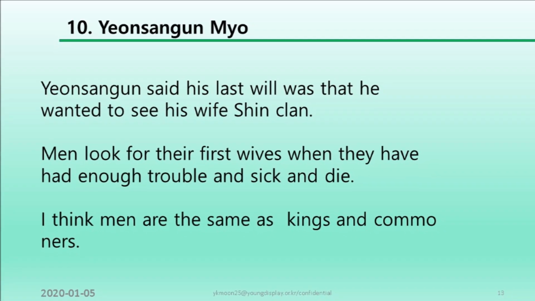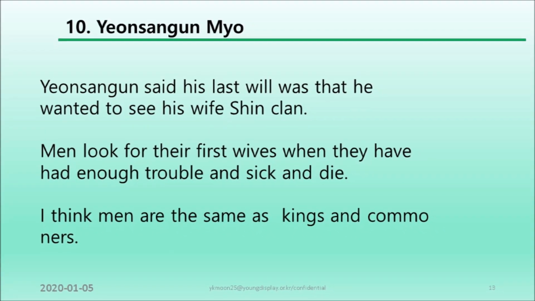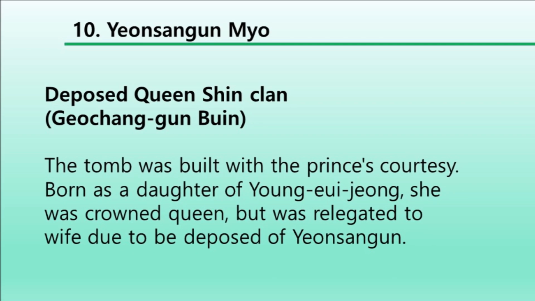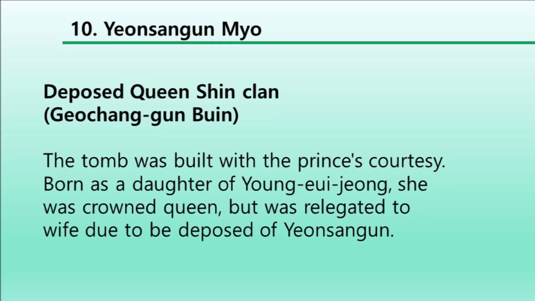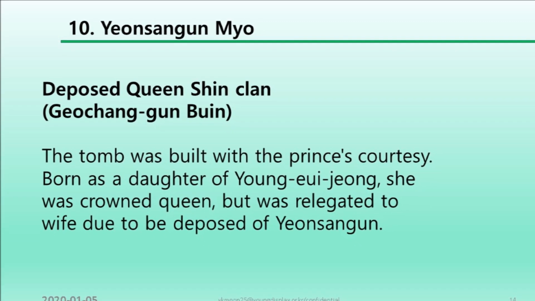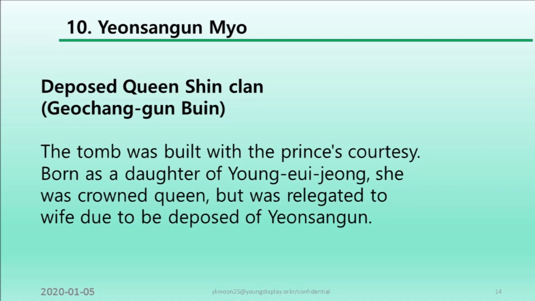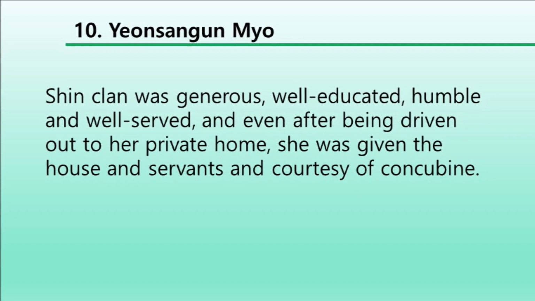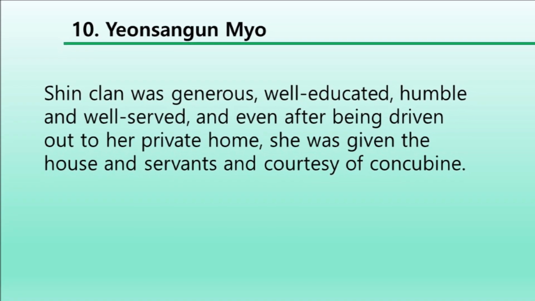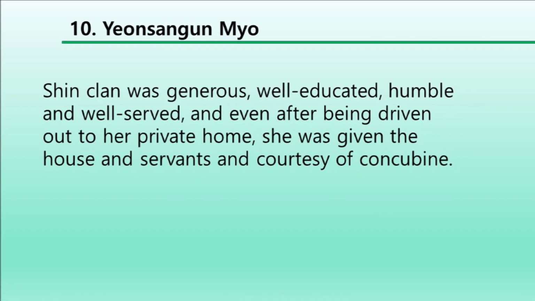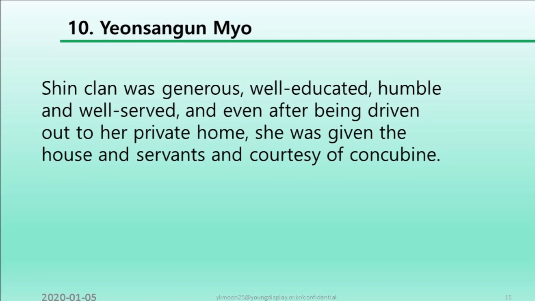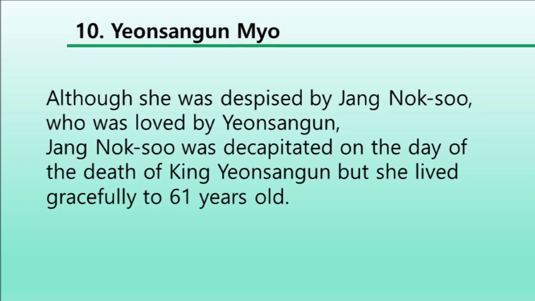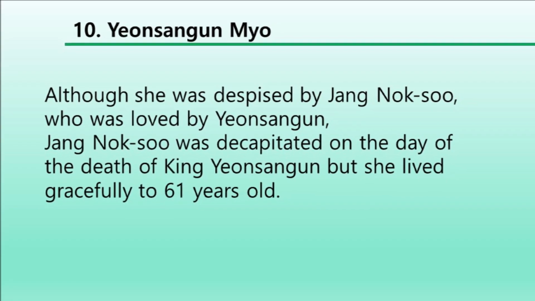Let's move to the deposed queen, Shin clan. The tomb was built with princess courtesy. Born as a daughter of Shin Su-geun, she was crowned queen but was relegated to the status of a wife due to the deposition of Yeonsangun. Shin was generous, well educated, humble, and well served. Even after being driven out to her private home, she was given a house and servants and the courtesy of a concubine. Although she was defied by Jang Noksu, who was loved by Yeonsangun.